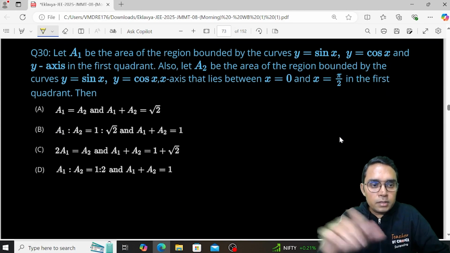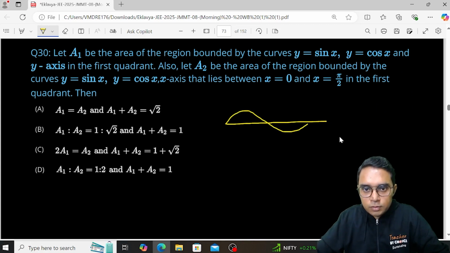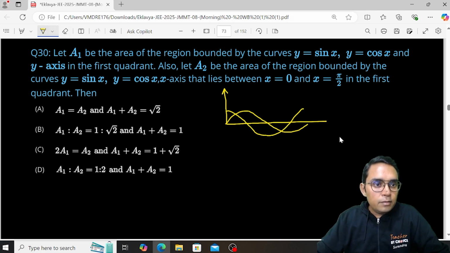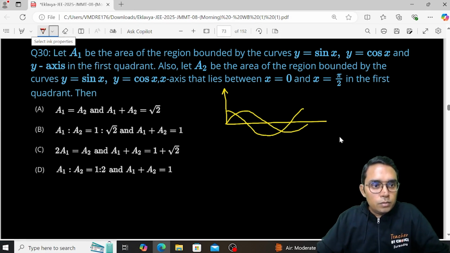Now coming to question number 30, it says A1 is the area of a region bounded by curve y is equal to sin x, y is equal to cos x. This is graph of sin x. And for cos x, graph would be something like this. And y-axis in the first quadrant. Let us use different color here. So A1 is the area bounded by sin x, cos x and y-axis in the first quadrant. So this is the area I think they are talking about, that is A1.